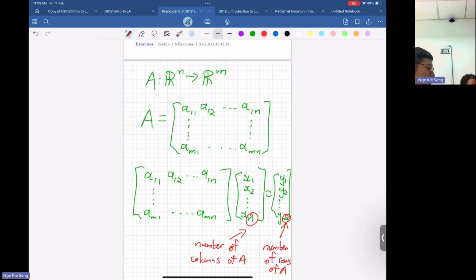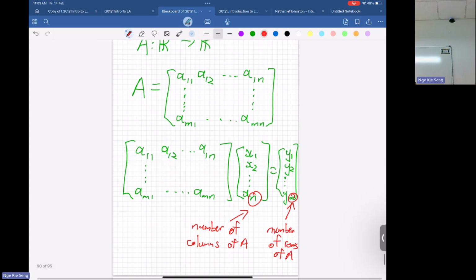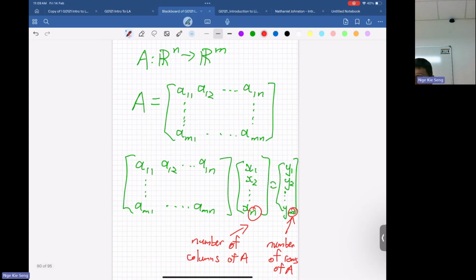Okay, before we go to the next part, one thing I want to remind you is, given a matrix, how to decide what the codomain and domain are here.